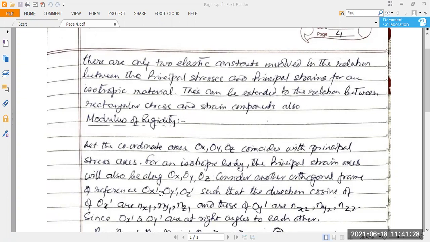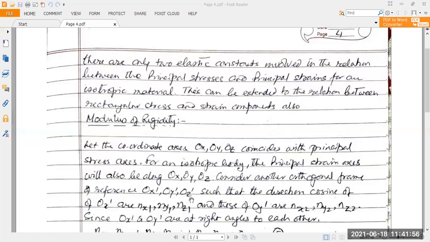That's why the origin can be shifted, and we can add the coordinates of that new position to the result itself. Now, OX, OY, and OZ originate from O, and OX dash, OY dash, and OZ dash are not matching with the principal stress axes. It's a different axis set.